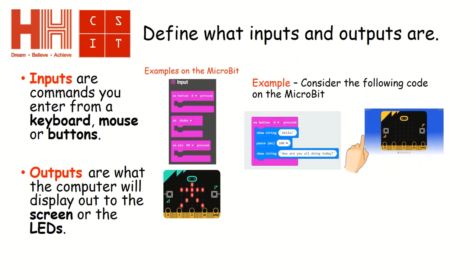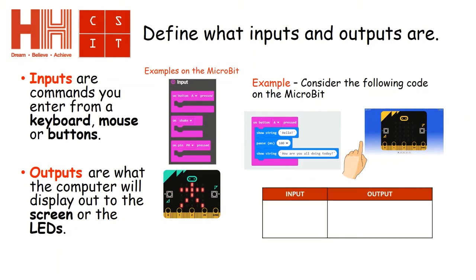So we press button A, and what happens? Hello. So first of all, our input was the pressing of the button A. We've had hello get displayed, and then as you can see straight away afterwards, after a small pause, we had how are you all doing today. So you can see from that just one input produced two outputs.